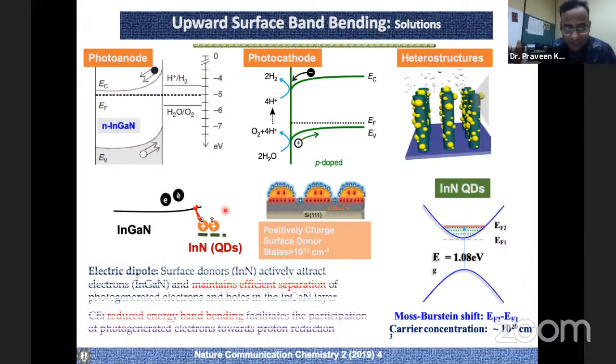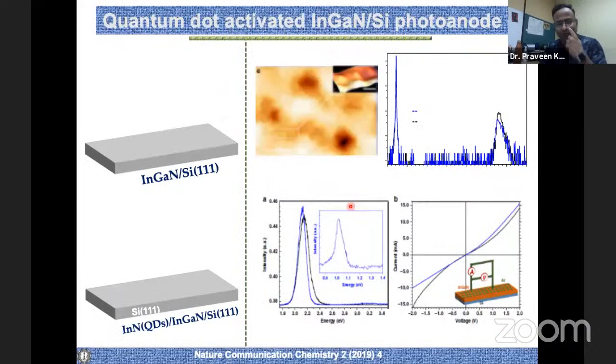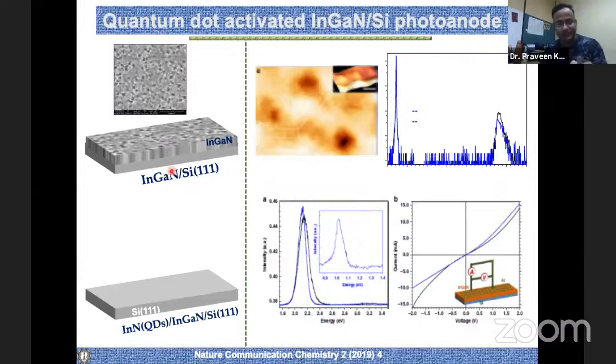So that is where I can actually reduce this built-in potential. We published this in Nature Communications Chemistry last year, 2019. And this was the idea, just to get acceptance in this Nature publication. So what we did, we tried to grow indium gallium nitride directly on silicon using silicon nitride.